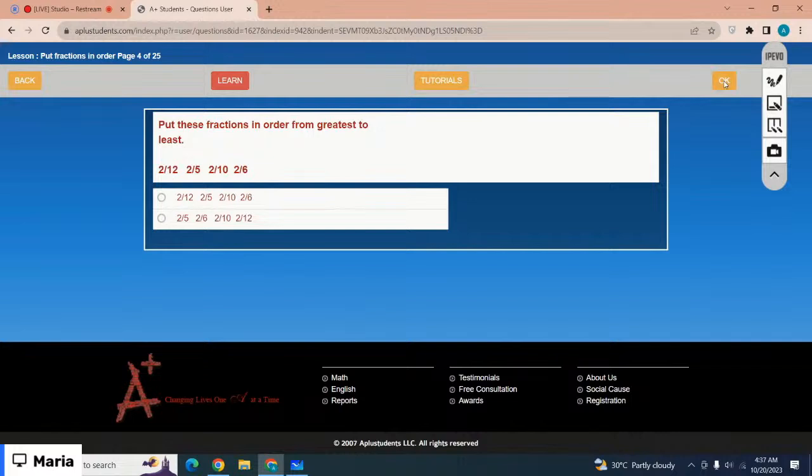So 2 by 12 is the smallest one. 2 by 5 is the greatest one, then 2 by 6, 2 by 10, and 2 by 12. So option 2 is the correct option.